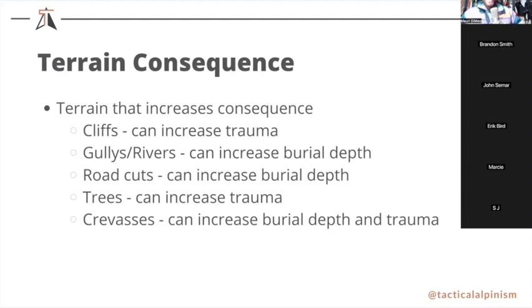The types of terrain that increase consequence are things that would make it more likely for us to get buried deeply or to get more significantly injured. So cliffs, if we fall off a cliff, we're going to get more injured. A cliff, I should say, can make a small avalanche a big deal. Gullies and rivers, road cuts, and crevasses are all pieces of terrain where snow can accumulate more deeply. And as a result, you can get buried deeper. Therefore, the consequence is higher.